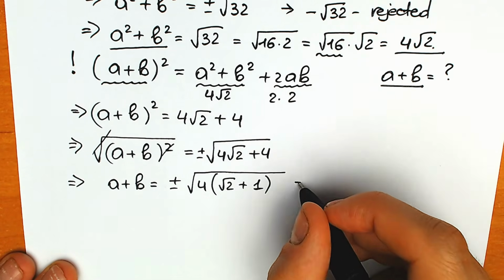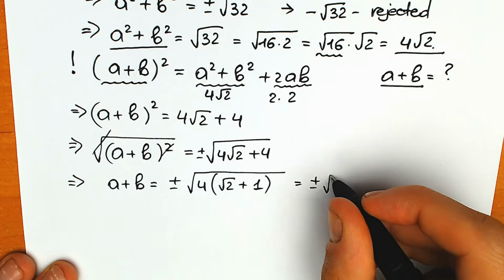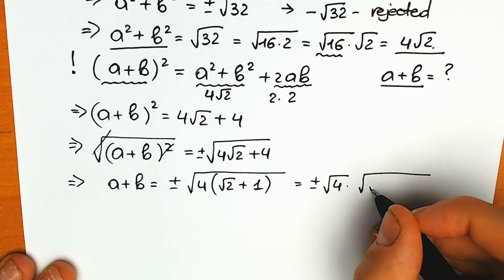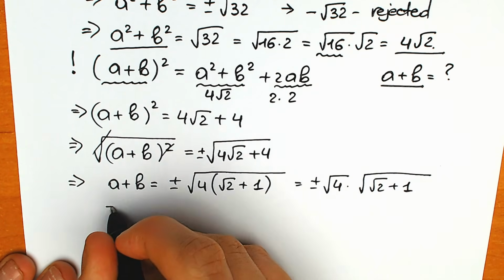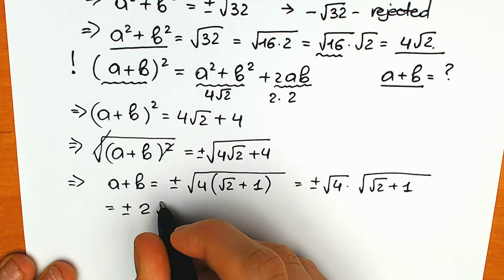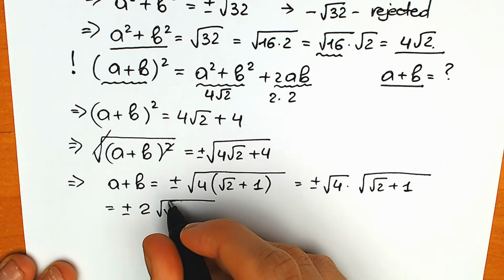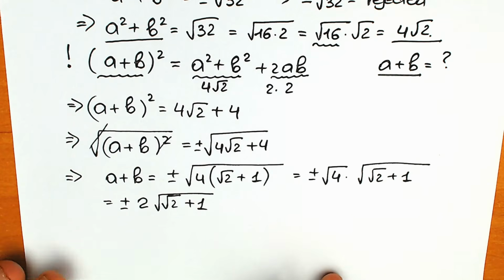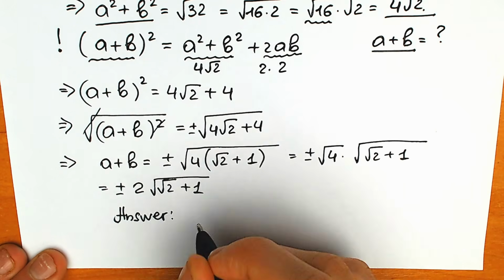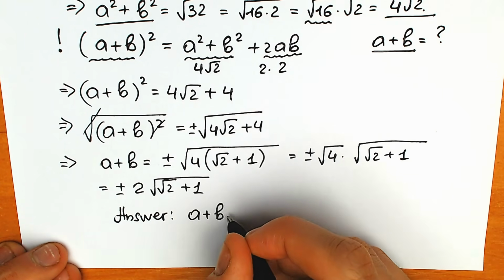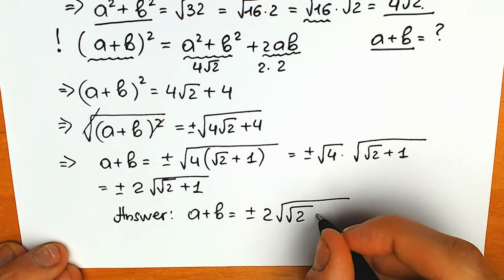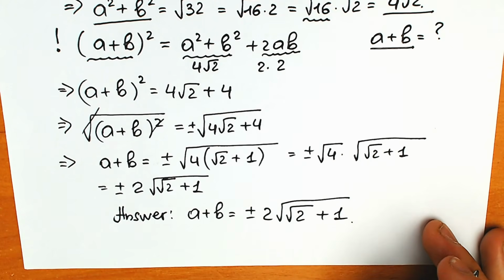So as a result we can split it. We can write square root of 4 times square root of square root of 2 plus 1. And right here we have a square root of 4 equal to 2, so plus minus 2 times square root of square root of 2 plus 1. And this is our final answer. So let's write our answer to this question. Our a plus b equal to plus minus 2 times square root of square root of 2 plus 1. This is our final answer to this question.